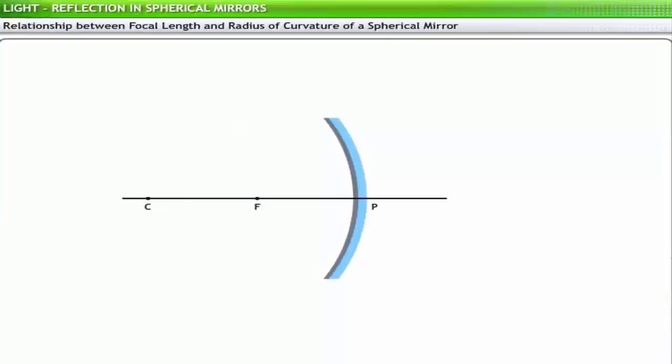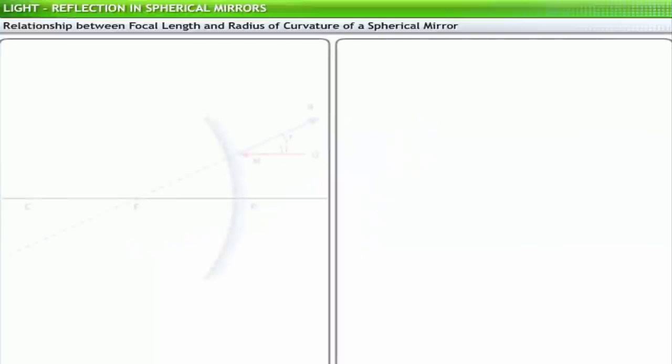The focal length of a spherical mirror depends on its radius of curvature. Consider a ray Q parallel to the principal axis incident at point M on the mirror. This incident ray is reflected in accordance with the laws of reflection. When the reflected ray is extended beyond the mirror, it meets the principal axis at point F, which is the principal focus of the mirror. We know that angle I is equal to angle R by the laws of reflection.